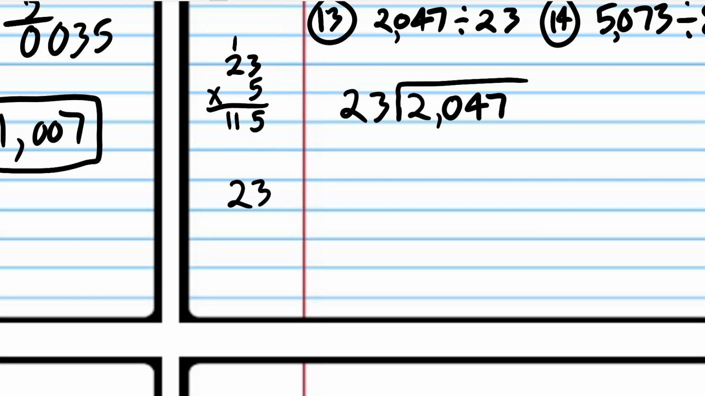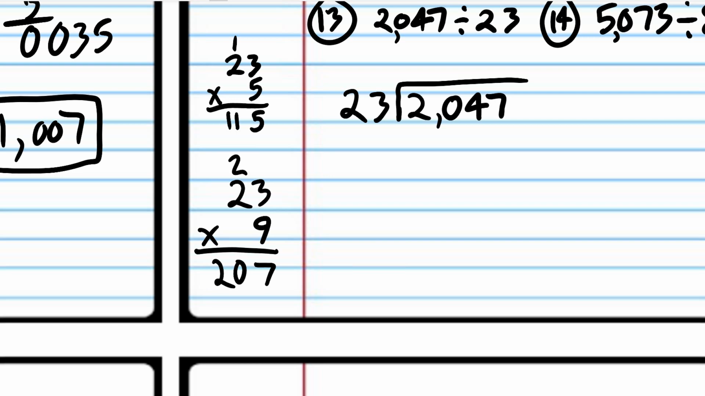204 is almost twice as much as 115, so let's try like 8 or 9. Let's try 9. 23 times 9. 9 times 3 is 27. Carry the 2. 9 times 2 is 18. 18 plus 2 is 20. 207. Wow, that was pretty close.